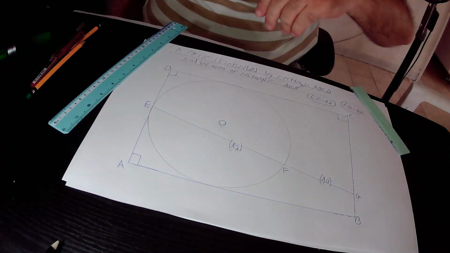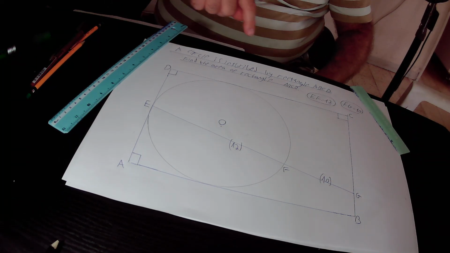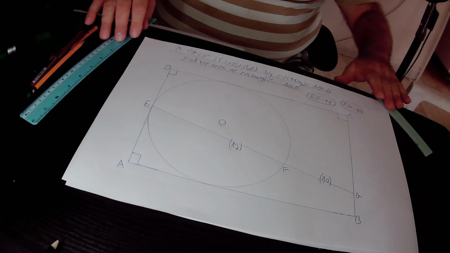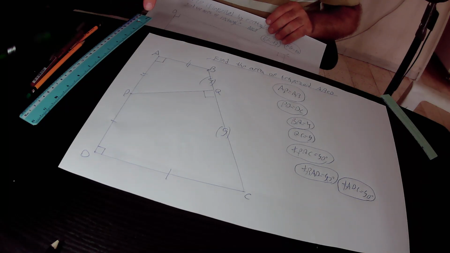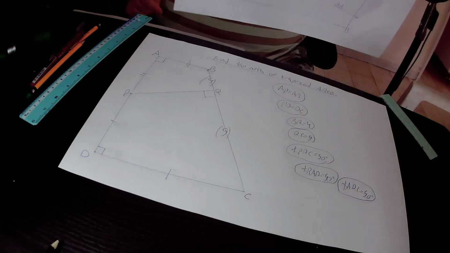And now in this lecture we'll answer two questions. In the first question, we'll find out the area of rectangle ABCD that blocks this circle, and in the second question, we find out the area of this trapezoid ABCD. So we start with the first question.